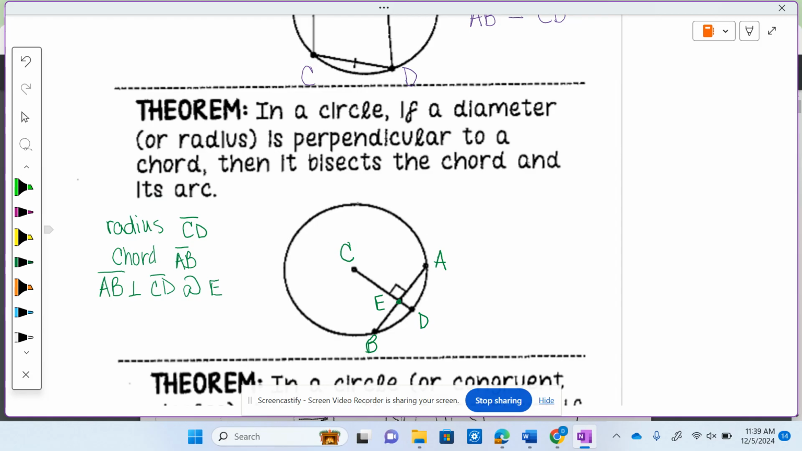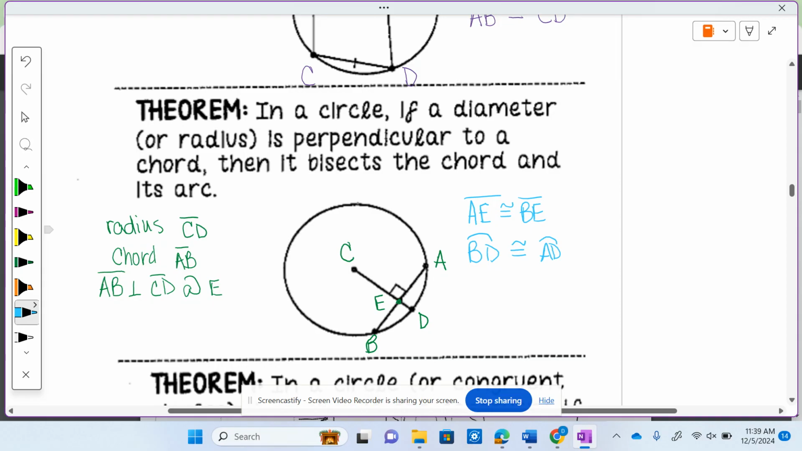So what does that mean? That's what I can see. So because the radius and the chord are perpendicular, and they're perpendicular because it is a radius, what does that mean? Well, that means that the chord is bisected. So AE is congruent to BE. That's the definition of bisector, right? Bisect means it cuts it into congruent pieces. But also, arc BD is congruent to arc AD.